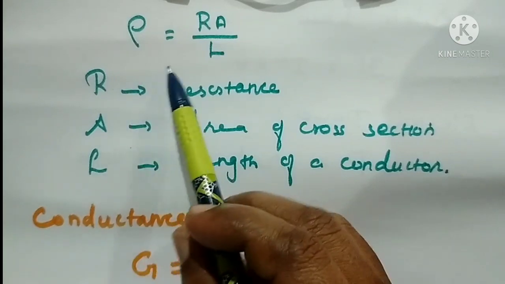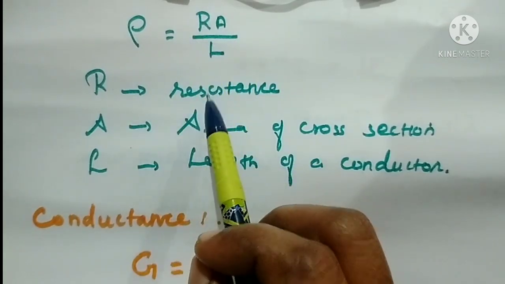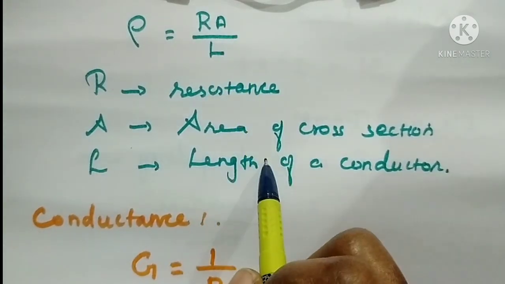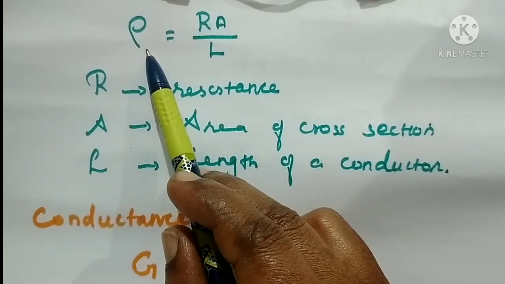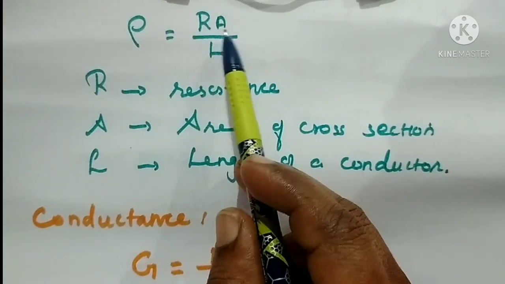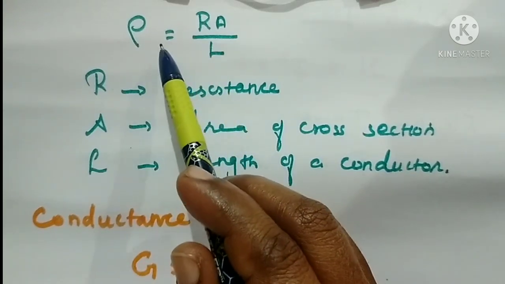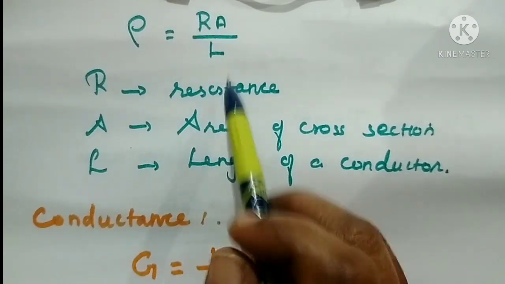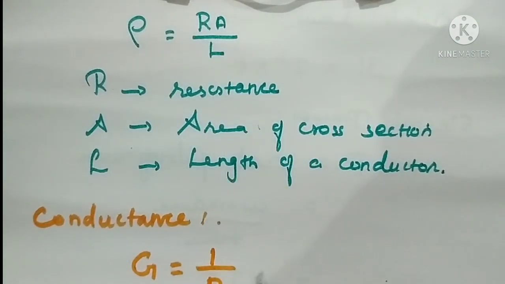Electrical resistivity, what's the formula? Rho is equal to R A by L. Here R represents the resistance, A is the area of the cross section, and L is the length of the conductor. Please remember the resistivity formula, R A by L, where R represents resistance, A the area of the cross section, and L the length of the conductor.